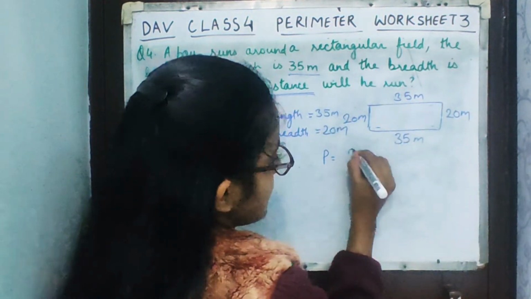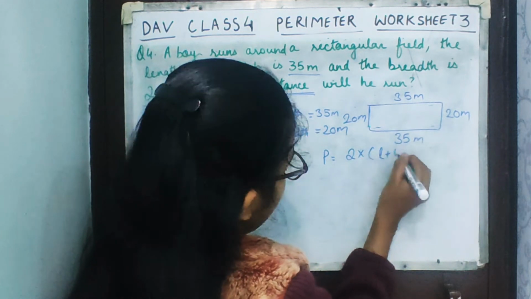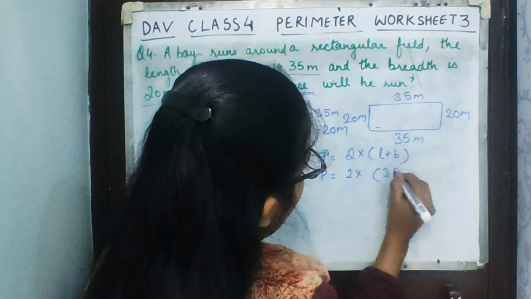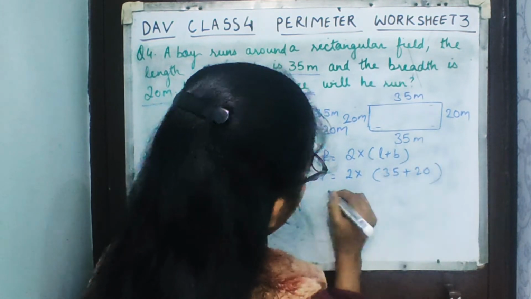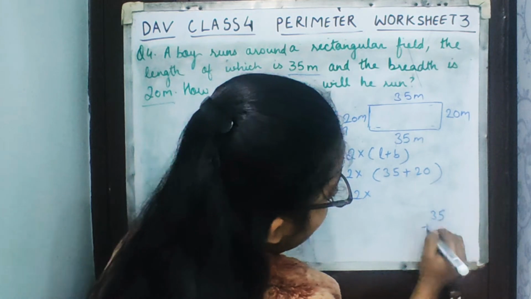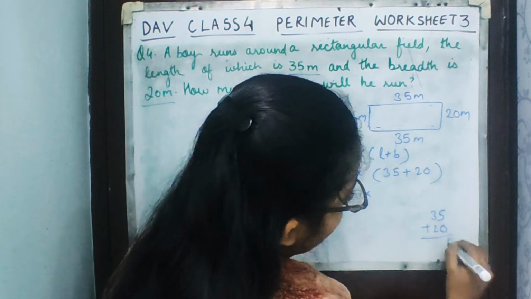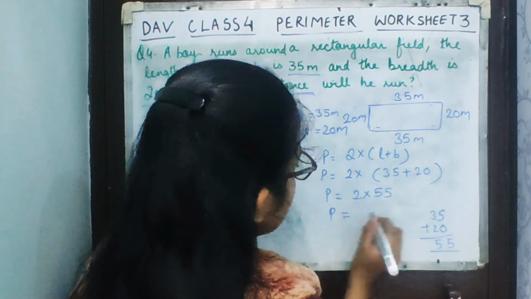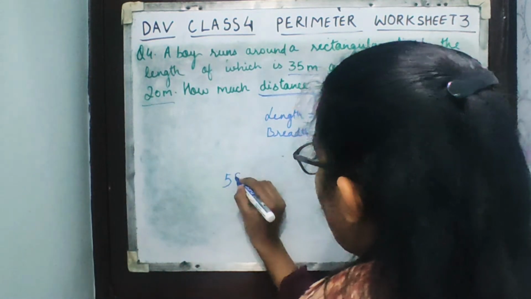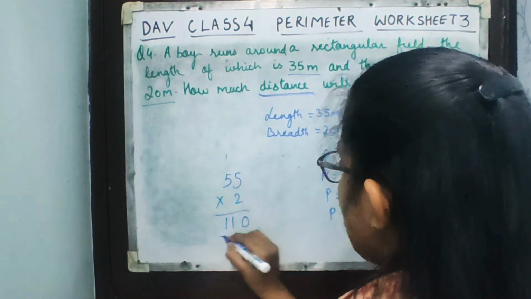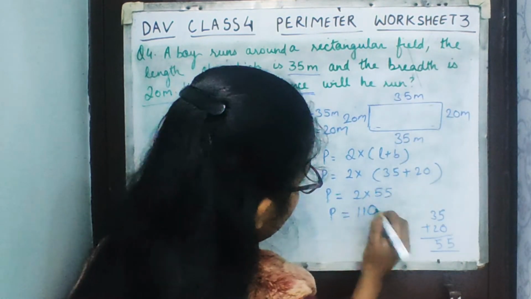Now perimeter is equal to 2 into (L plus B). So perimeter is 2 into (length is 35 plus breadth is 20). So perimeter will be 2 into (35 plus 20). So 5 and 5, 55. Okay, now perimeter is equal to 55 into 2. 2 5s are 10, 2 5s are 10, 11. So we are getting 110.